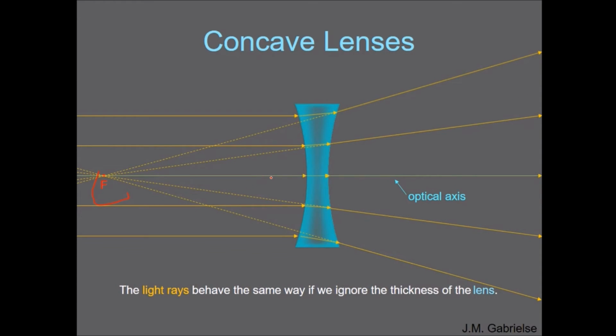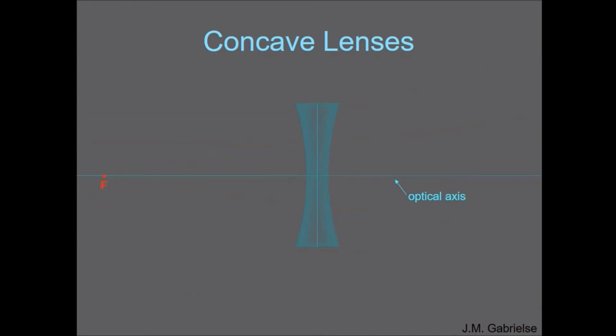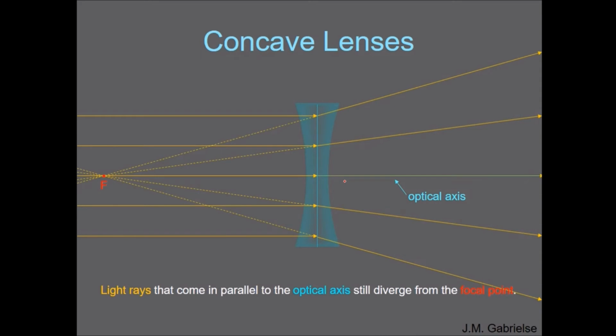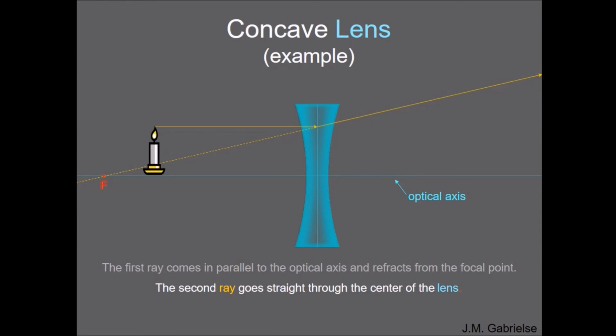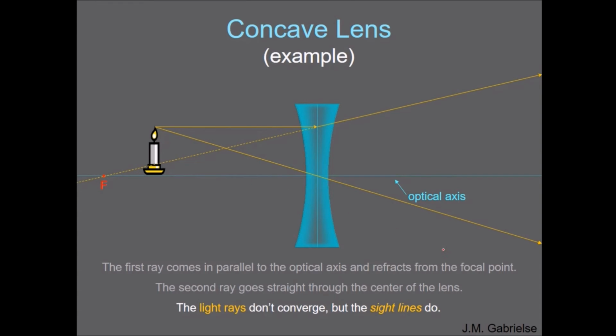The light rays behave in the same way if you ignore the thickness of the lens, right? The light rays that come in parallel to the optical axis still diverge from the focal point. This is the concave lens example. The first ray comes in parallel to the optical axis and refracts from the focal point, right? The second ray goes straight through the center of the lens. And the light rays don't converge, but the sight lines do. The virtual image forms where the sight lines converge.